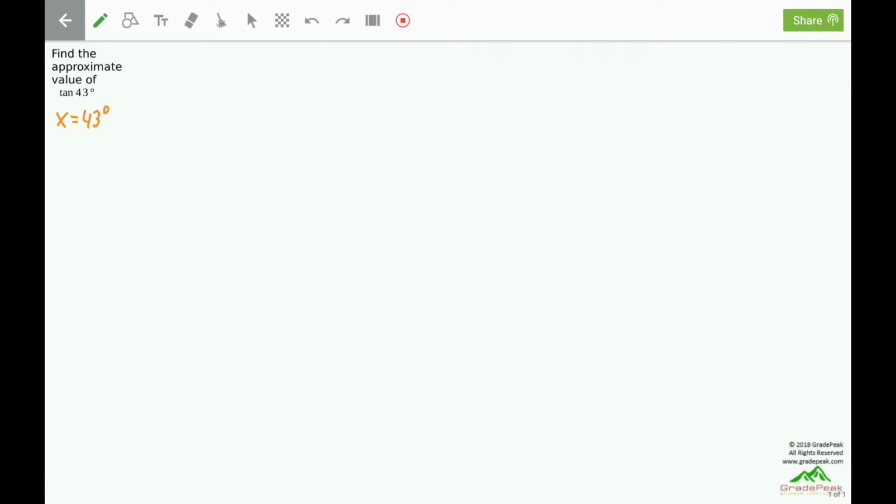Since this is tangent of 43 degrees and x is 43 degrees, the function f of x will be the tangent of x. And the third thing to do is to find an a value near the x value of 43 degrees that the function can be easily evaluated at. On a unit circle, the closest angle to 43 degrees is 45 degrees. That will be the a value.